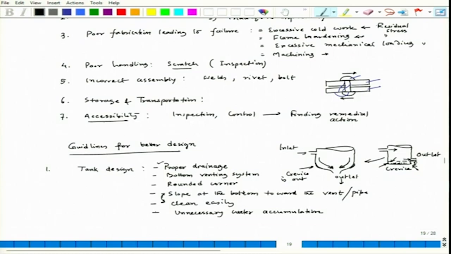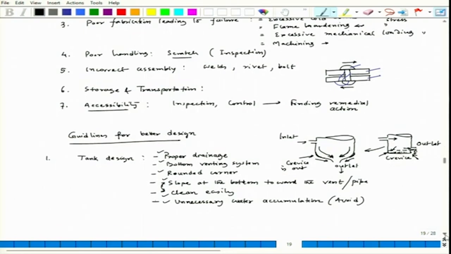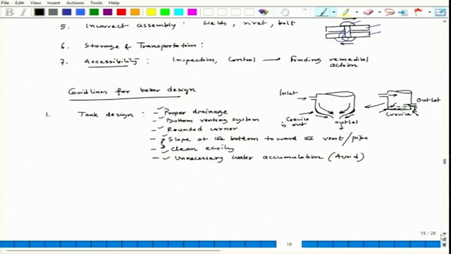Proper drainage is maintained: bottom venting system, rounded corner, slope at the bottom towards the vent. If you see, the slope is towards the vent. It can easily clean. It can also avoid unnecessary water accumulation. So, this is about the tank design. These are some of the guidelines for designing a tank. I am not talking about the materials part, okay. So, that material aspect also should be considered.